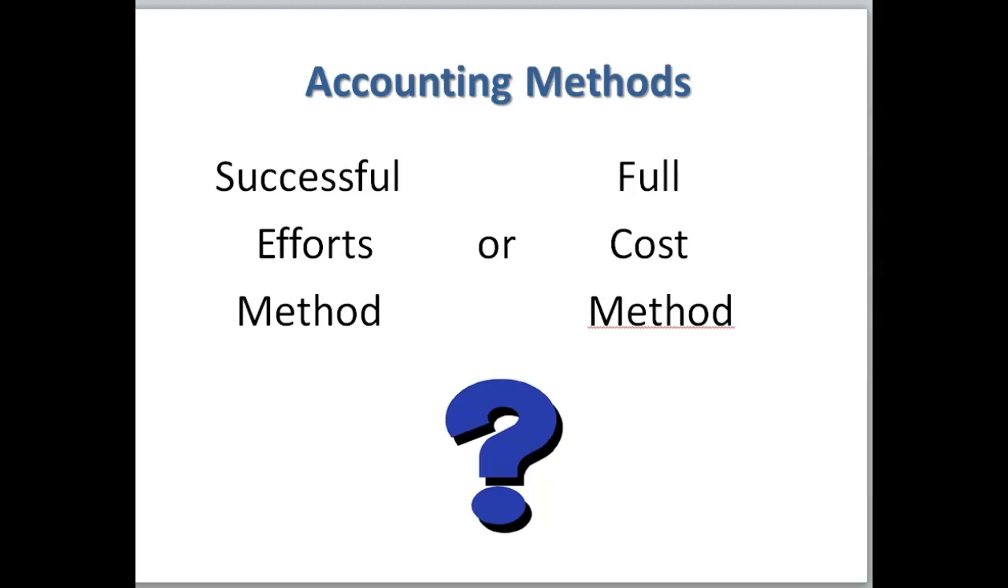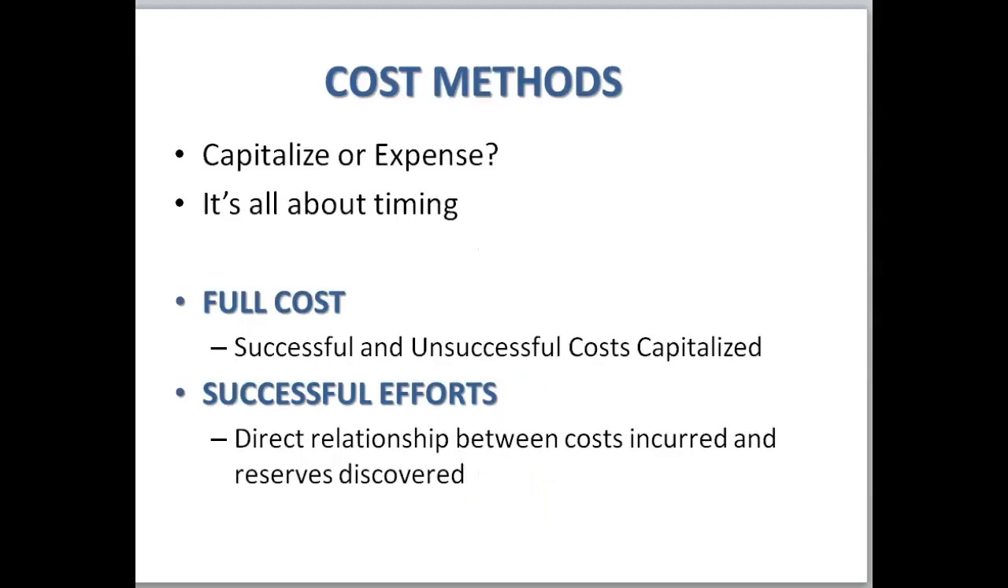There are two basic accounting methods. You can have the successful efforts method or the full cost method. For our purposes, it's always going to be defined which method is to be followed, and we're going to discuss both of them in this chapter. It's really all about timing between the two different costs. Are you going to capitalize certain expenditures, or are they going to be expensed?